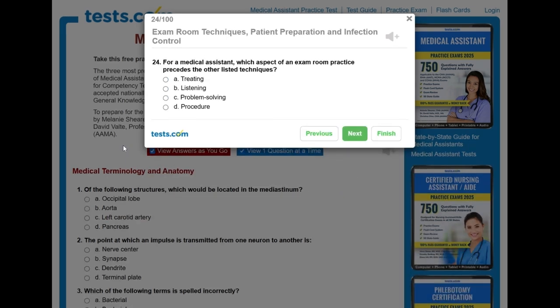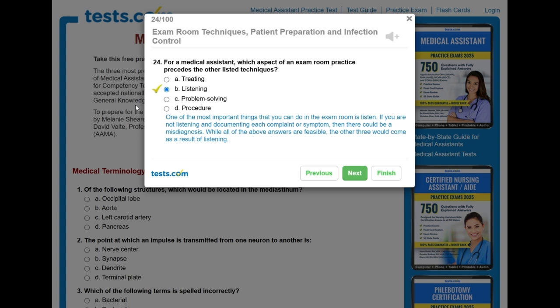Question 24. For a medical assistant, which aspect of an exam room practice precedes the other listed techniques? A. Treating. B. Listening. C. Problem solving. D. Procedure. B. Listening. One of the most important things that you can do in the exam room is listen. If you are not listening and documenting each complaint or symptom, then there could be a misdiagnosis. While all of the above answers are feasible, the other three would come as a result of listening.